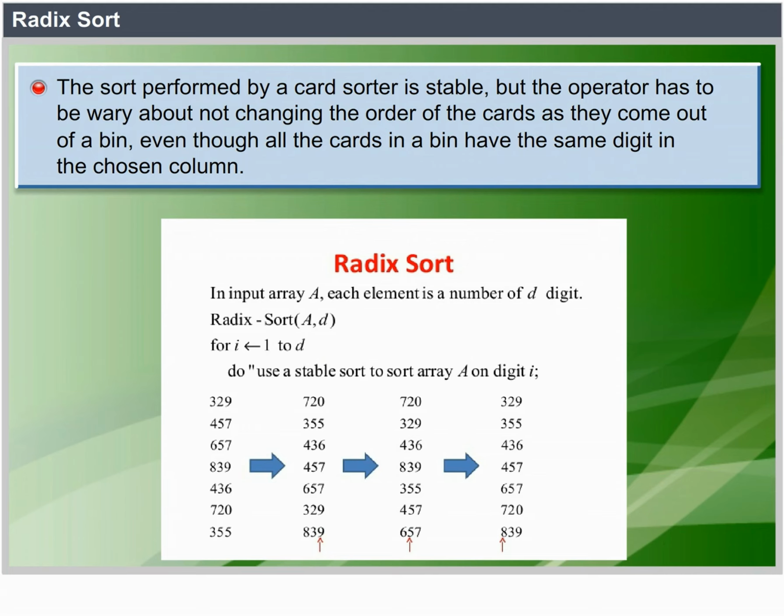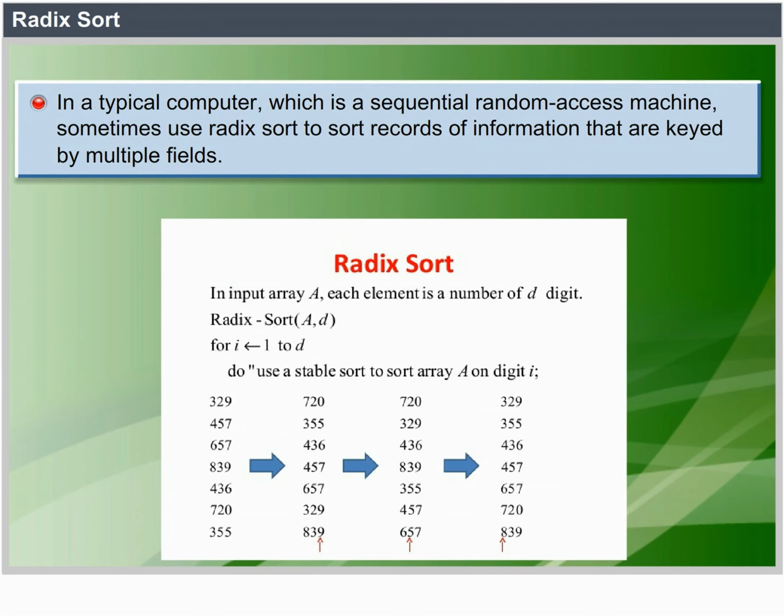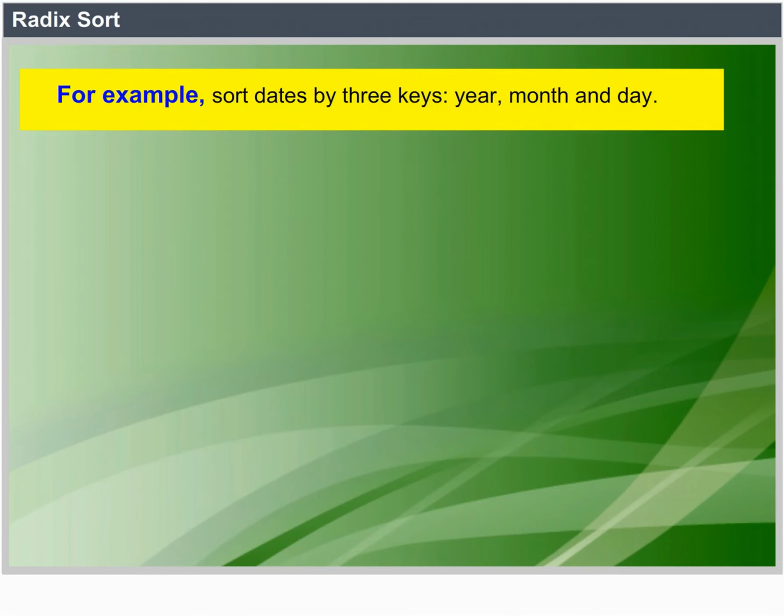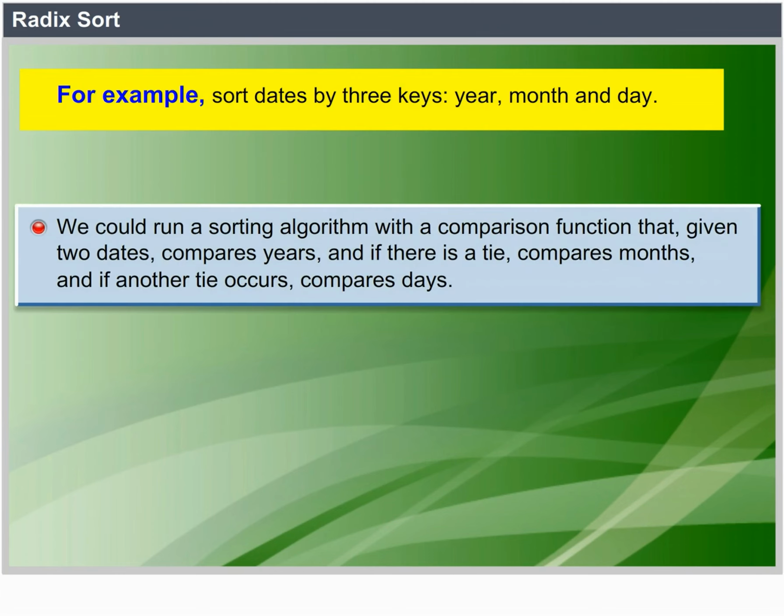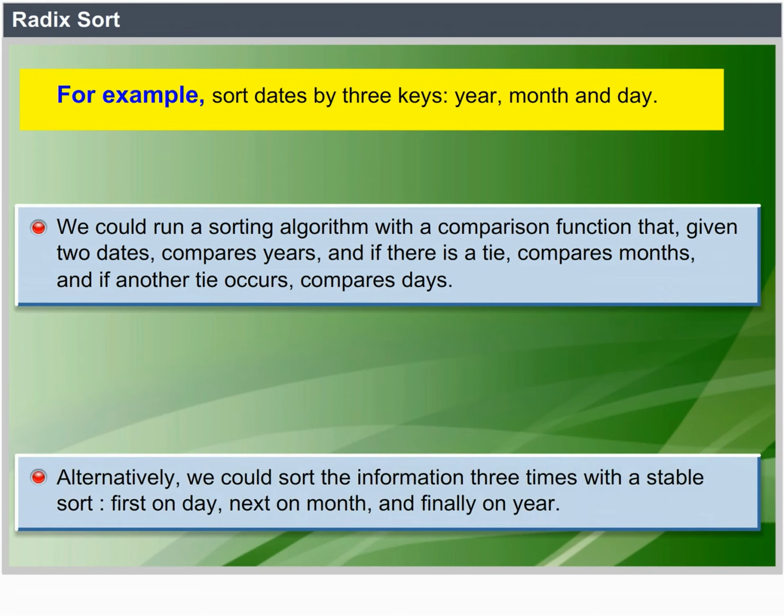In a typical computer, which is a sequential random access machine, we sometimes use radix sort to sort records of information that are keyed by multiple fields. For example, sort dates by 3 keys: year, month, and day. We would run a sorting algorithm with a comparison function that, given 2 dates, compares years, and if there is a tie, compares months, and if another tie occurs, compares days. Alternatively, we would sort the information 3 times with a stable sort, first on day, next on month, and finally on year. The code for radix sort is straightforward.